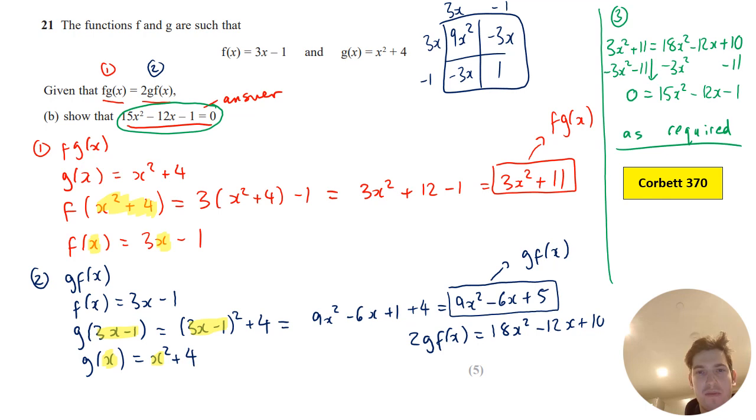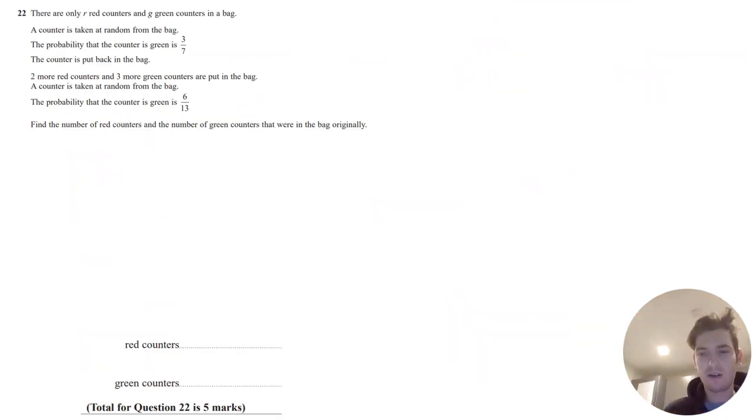On to the last question now. Okay, here's the last question, and it was a tricky question, but let's go through it. There are only R red counters and G green counters in a bag. A counter is taken at random from the bag. The probability that the counter is green is 3/7. It's put back in the bag. So let's take these first 2 lines here, and let's see if I can make some sense of this.